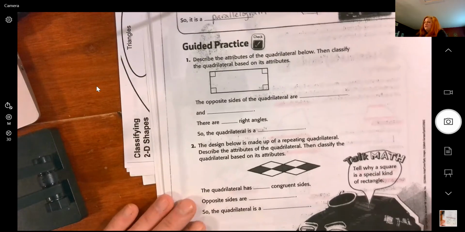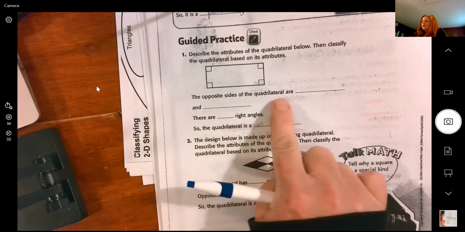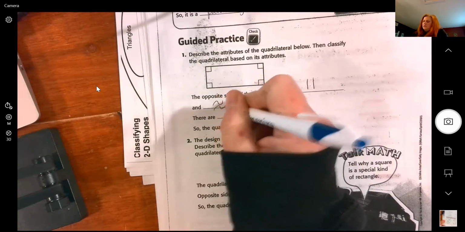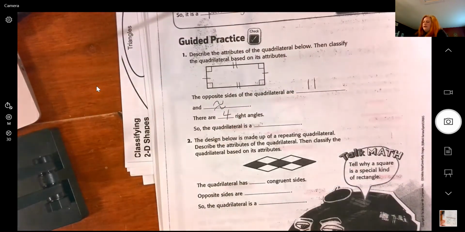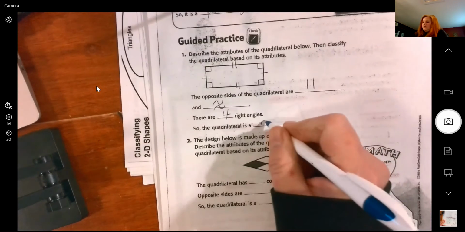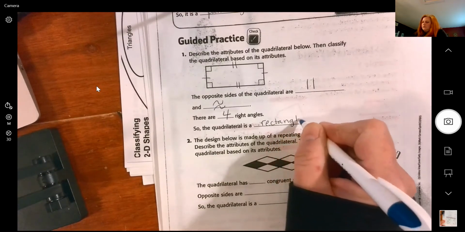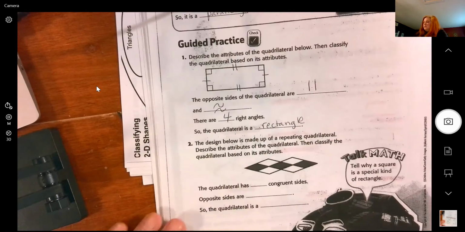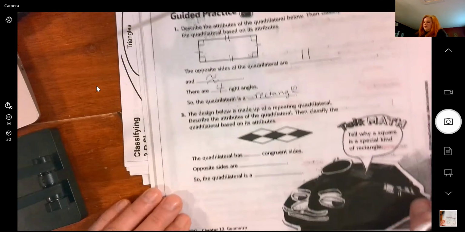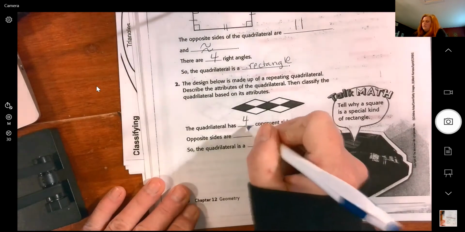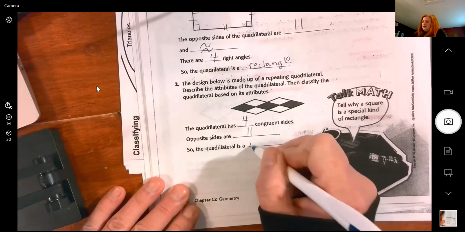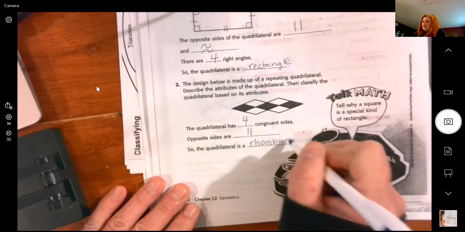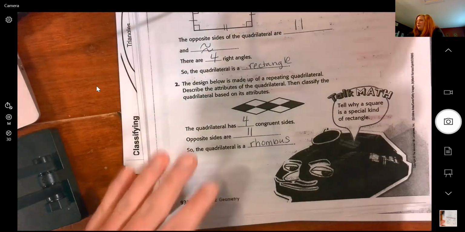Describe the attributes of the quadrilateral before. The opposite sides of the quadrilateral are parallel and congruent. There are 4 right angles, so this is called a rectangle. Below is a design. The quadrilateral has 4 congruent sides. The opposite sides are parallel, so it is a rhombus. It can't be a square because there are no right angles.